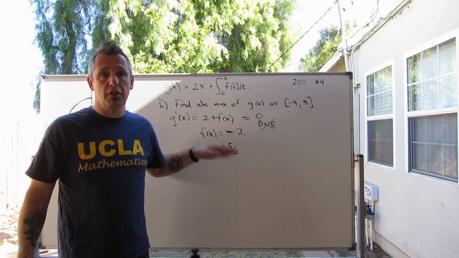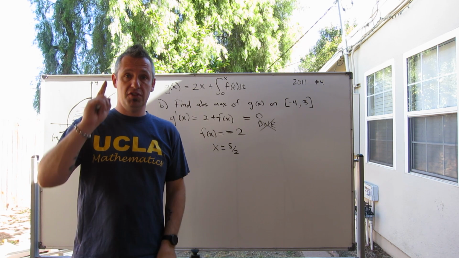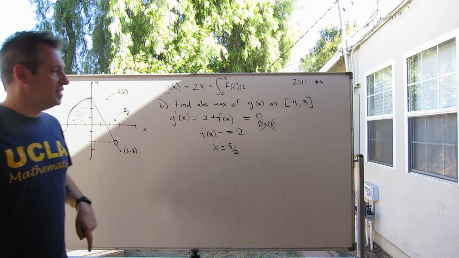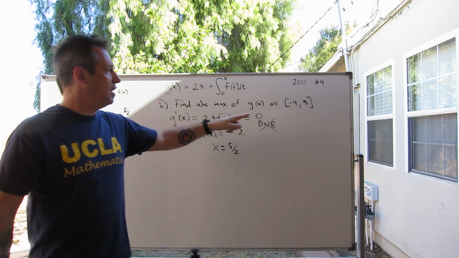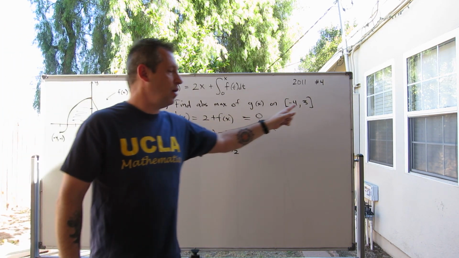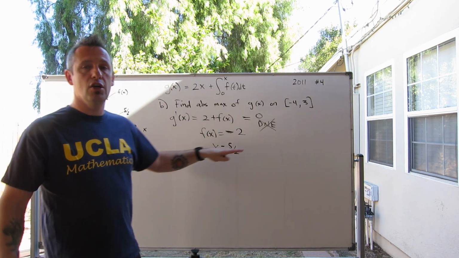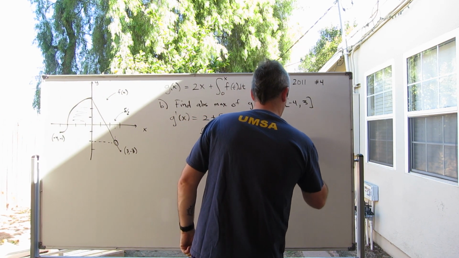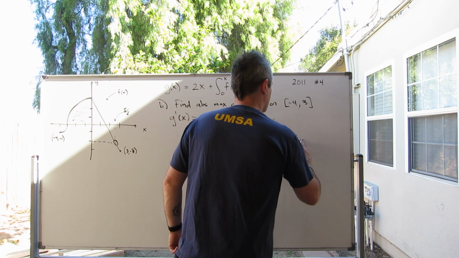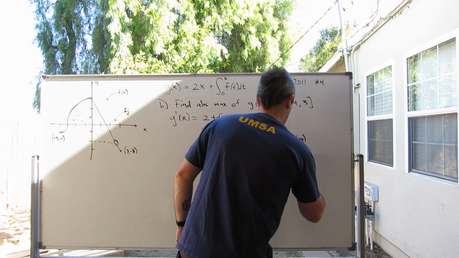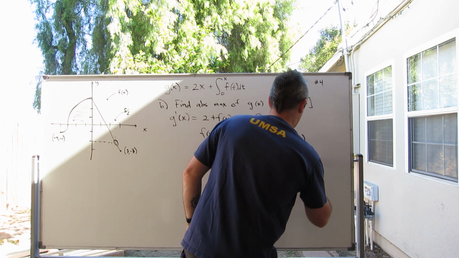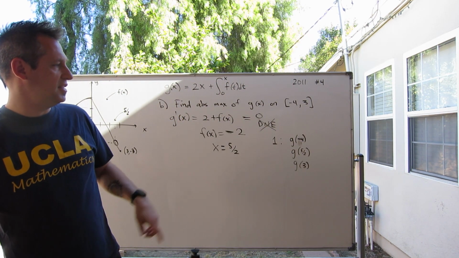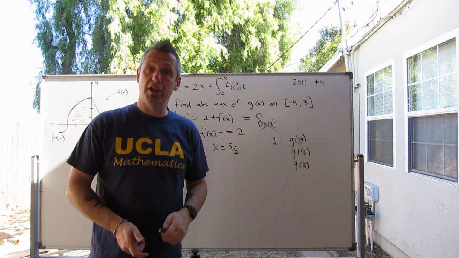There's only one critical number in this domain, so we have a couple of options. Option number 1, we could go back and figure out what g of 5/2 is, figure out what g of negative 4 is, and figure out what g of 3 is, and we could see who's the winner. This is one option. We can literally compute all of those things and see if 5/2 is a winner.